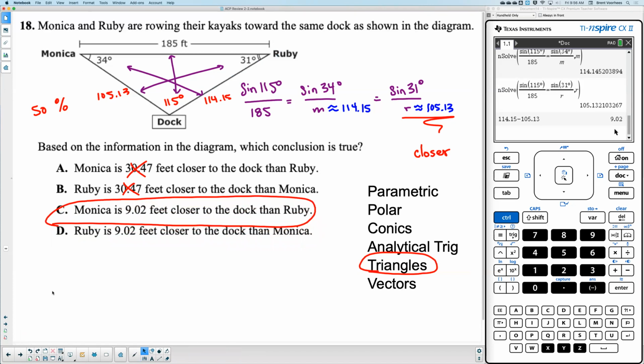So yes, Monica is closer than Ruby. If you get a problem like that, let's make sure we write in the numbers on the diagram and not go off the letters we use down here. That's what confused me: I used the letters and I was just saying, okay, this is Ruby, this is the closer number. However, that's not Ruby's distance. That is actually the distance of Monica to the dock. Interesting. Glad we looked at that. Okay, so that was number 18.